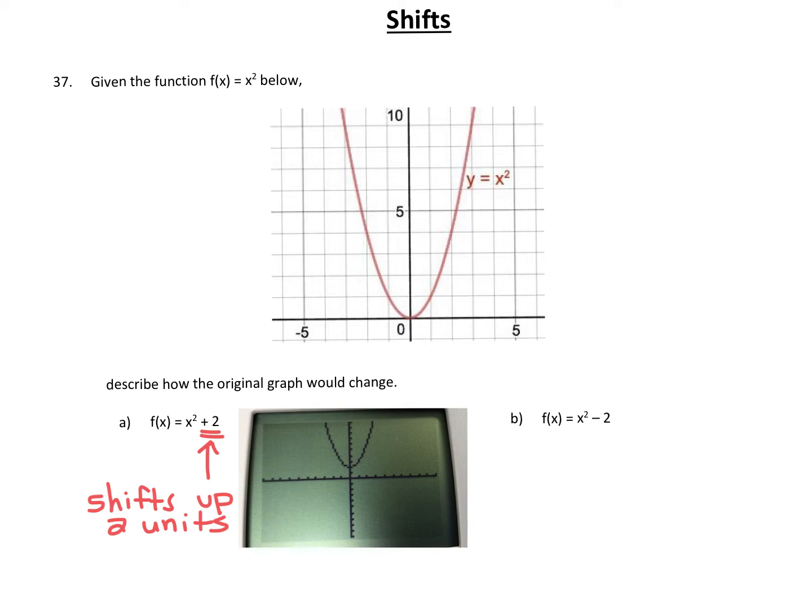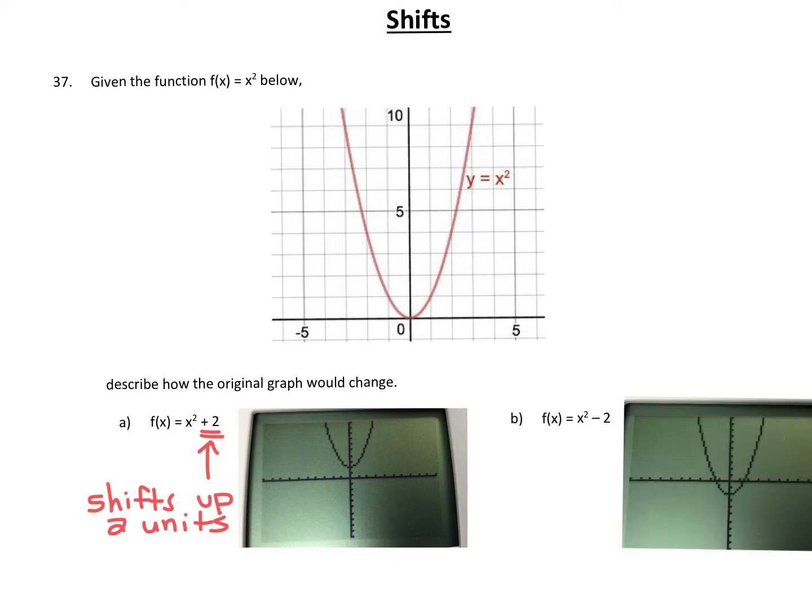All right, now if we take a look at letter B, we have a minus 2 at the end of the function. I'm sure you guys can take a guess at what this might do, but let's just plug this in our calculator and graph it, just so we can be sure. All right, so here we have it. Here's the picture of f of x equals x squared minus 2.